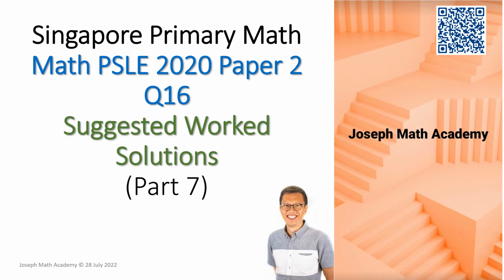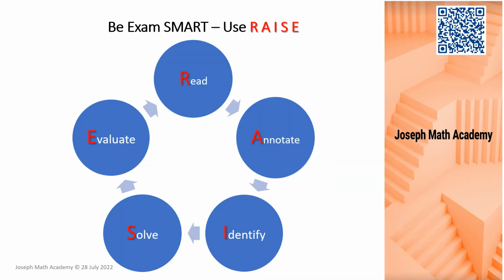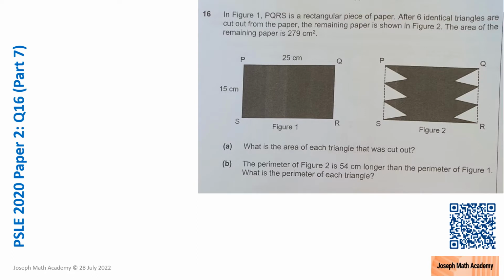Today, I'm going to share with you question 16 from MATH PSLE 2020 paper 2. This is the question. Now, in figure number 1, PQRS is a rectangular piece of paper. After 6 identical triangles are cut out from the paper, the remaining paper is shown in figure 2. The area of the remaining paper is 279 square cm.